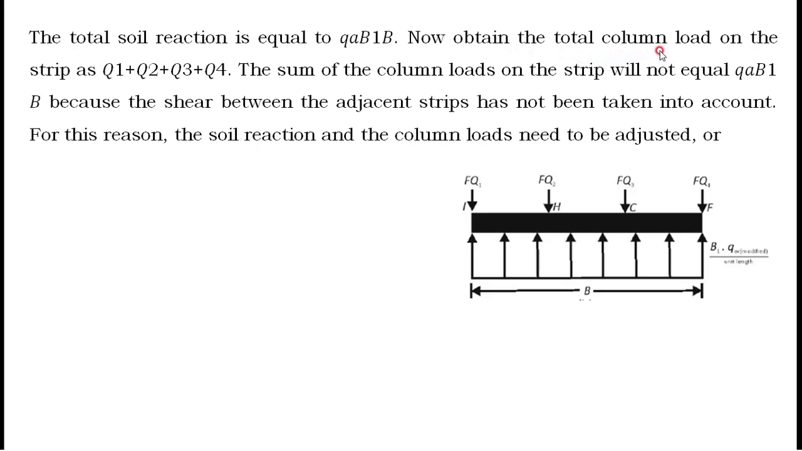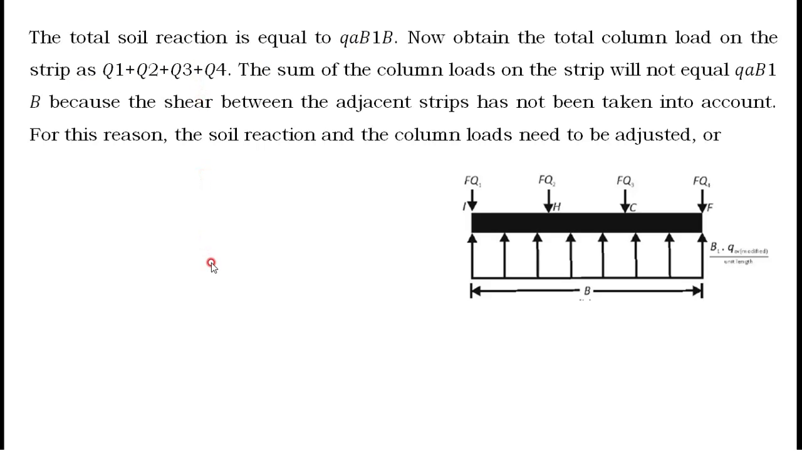Now obtain the total column load on the strip as Q1 plus Q2 plus Q3 plus Q4. The sum of the column loads on the strip will not be equal to Q average times B1 times B. Very important: Q average times B1 B gives a load in kilonewton, and adding all Q1, Q2, Q3, Q4 also gives kilonewton. But these two will not be equal.